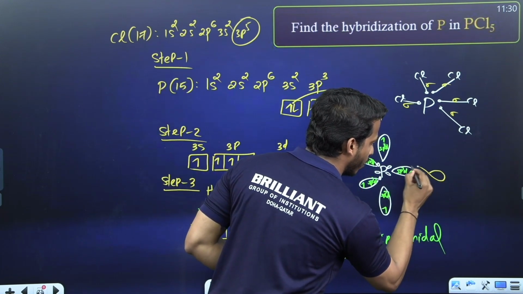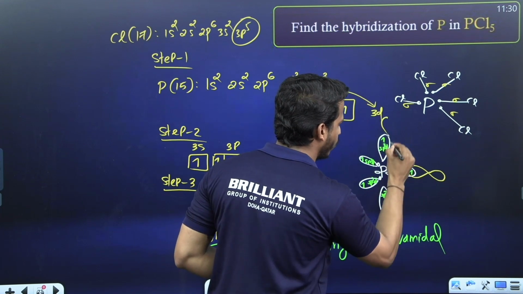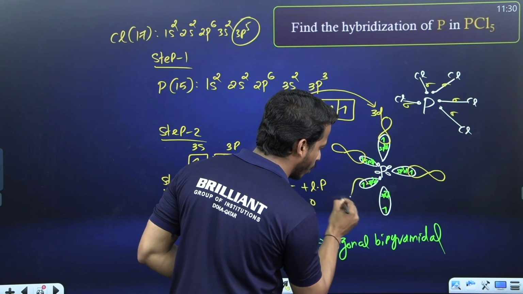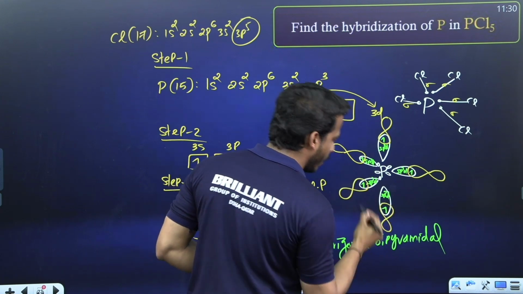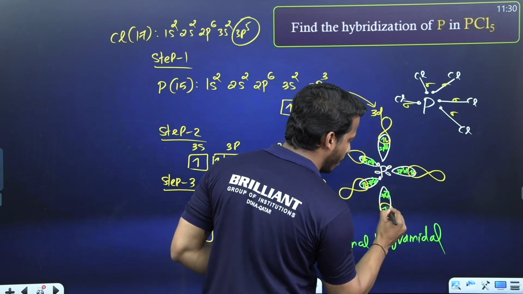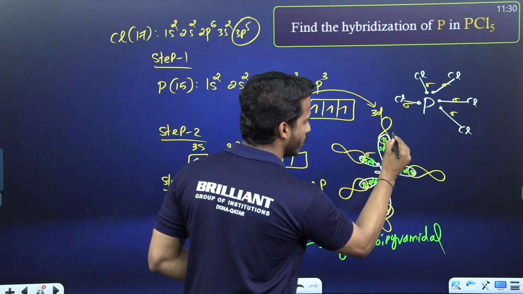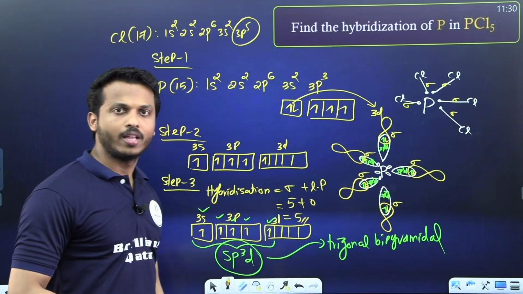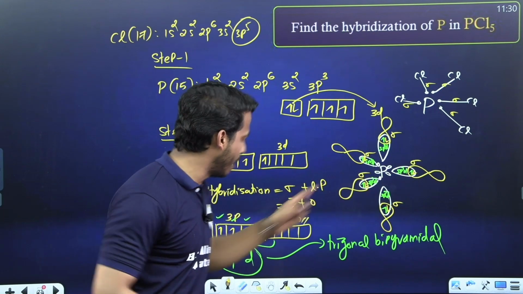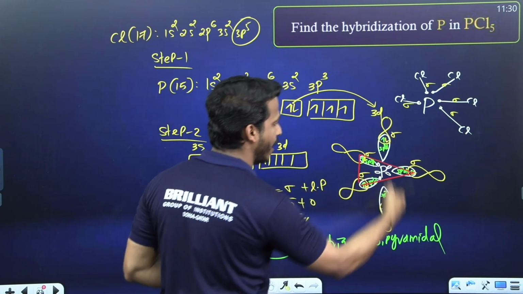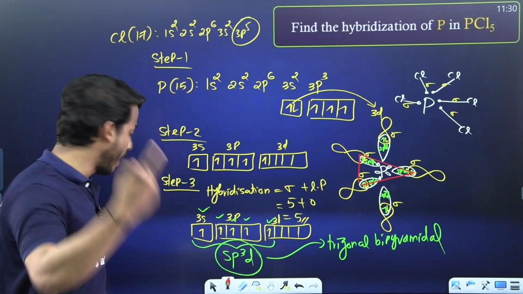We can express the p orbital like this, and they have to make a head-to-head overlap. So these are the p orbitals of which atom? Chlorine, right? And chlorine also contributes 1 electron each to form a bond in between. So these are the sigma bonds formed in between. This is the way they form the compound. This is what we call the trigonal bipyramidal shape.